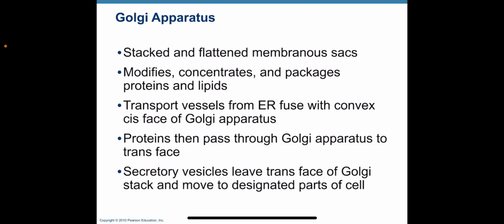The Golgi apparatus is a bunch of stacked and flattened membranous sacs. They modify, concentrate, and package proteins and lipids. They also take transport vesicles from the ER and fuse with the convex cis face of the Golgi apparatus. So they're going to take proteins from the rough ER and package and modify those proteins and lipids so that they are functional.